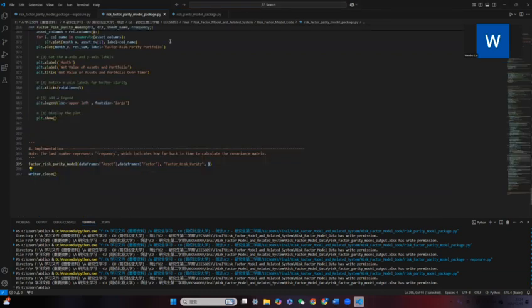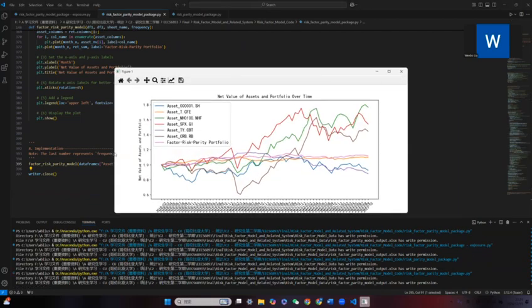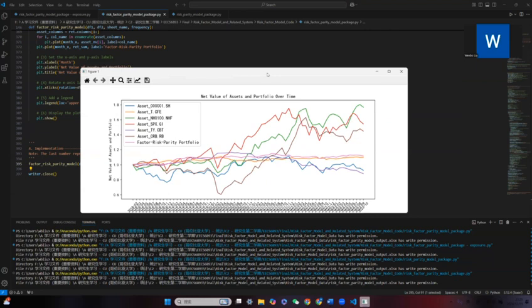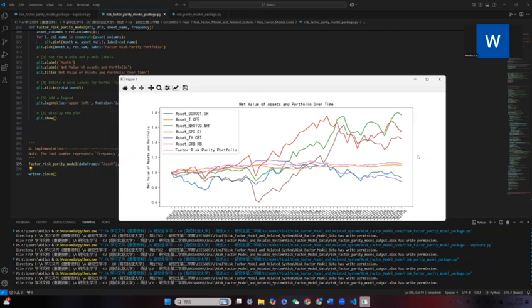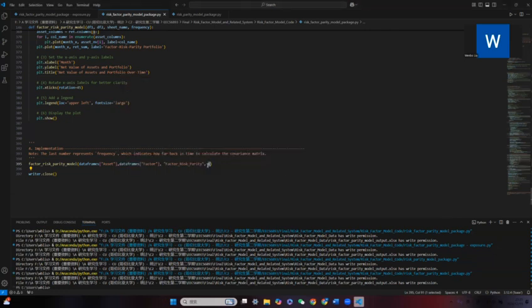And for our factor risk parity model, you can see its performance. As you can see in the picture, its performance is not as good as the traditional ones, but also very stable. We may use other factors to make performance better. And go back to our code. This one means that it changes the weight automatically by month, and we can change it to 2, 3, or 4, which means that we change the weight every 2 months, 3 months, or 4 months.